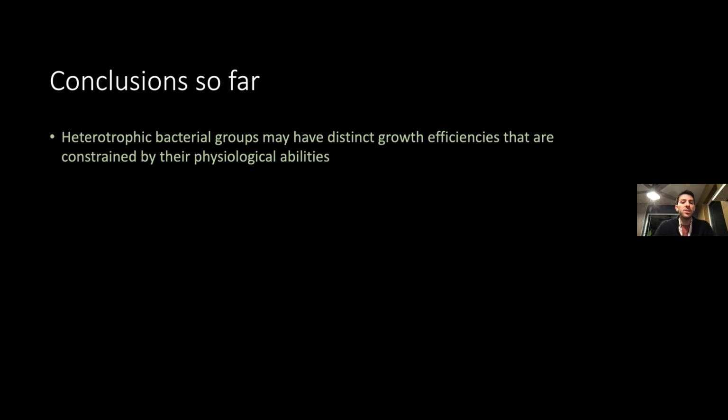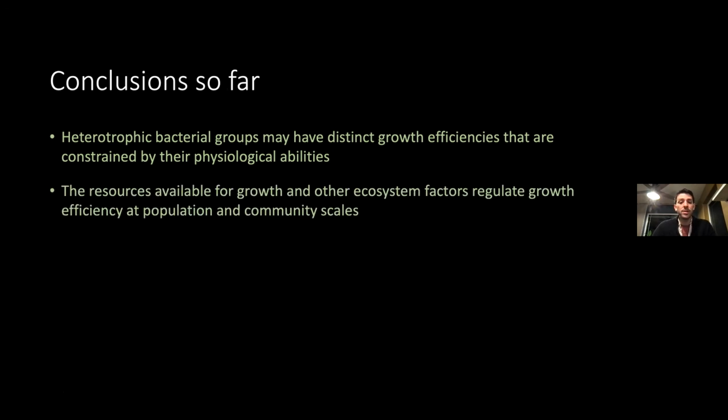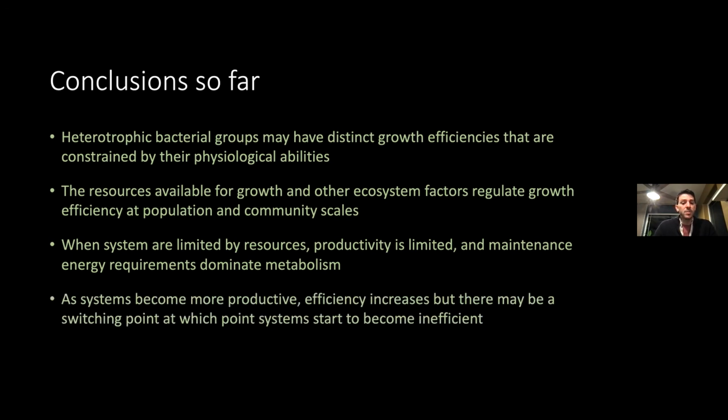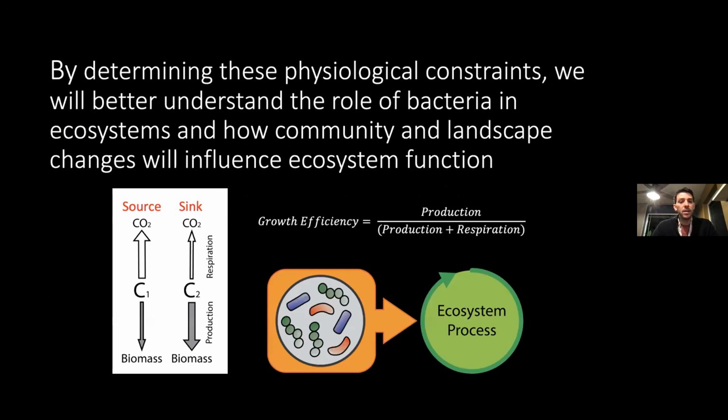To put some conclusions for you, heterotrophic bacterial groups have distinct growth efficiencies that seem to be constrained by their physiological abilities. The resources available for growth and other ecosystem functions seem to regulate efficiency across both population and community scale. And when systems are limited by resources, productivity is limited, and maintenance energy requirements are going to dominate metabolism, driving efficiency down. And then as systems become more productive, efficiency increases, but there's probably a switching point at which systems become inefficient.